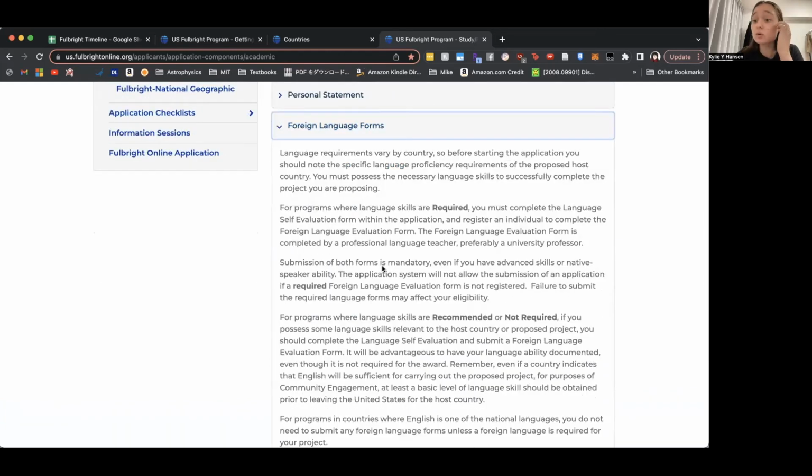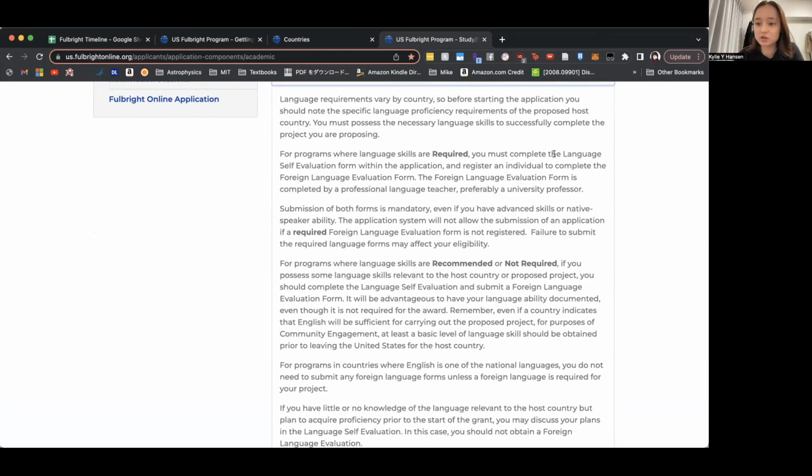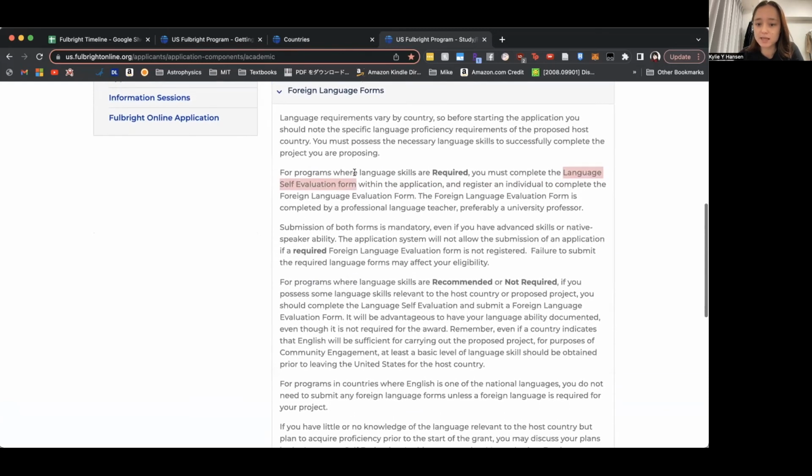All right, foreign language. So if you're going to a country that speaks something other than English, you may need to include this language self-evaluation form as well as a foreign language evaluation form. For Japan, this was necessary. I don't know about the other countries. You'll have to check, but these two forms may or may not be necessary.